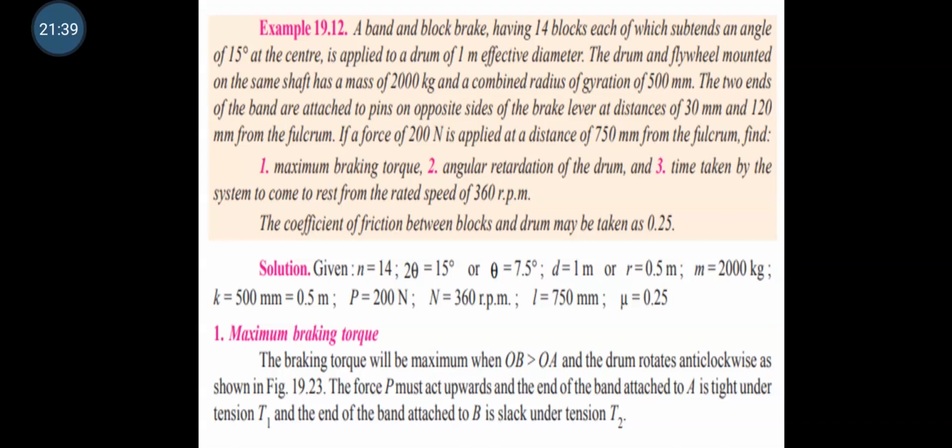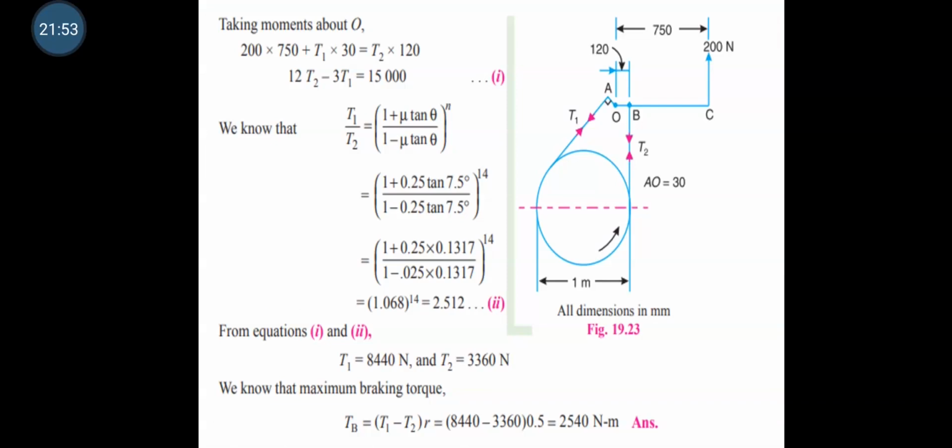The force P must act upwards, and the end of the band attached to A is tight under the tension T1, and the end of the band attached to B is slack under the tension T2. So T1 is the tight side and T2 is the slack side. Now taking moments about the fixed fulcrum O, 200 Newton force into a distance of 750, plus T1 into 30, is equal to T2 into 120.